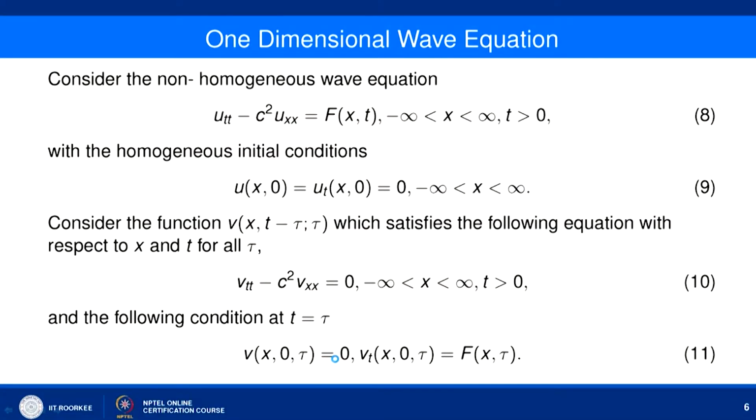So, here let us take one example of the one dimension wave equation. So, consider the non-homogeneous wave equation u_tt minus c square u_xx equal to f(x, t), where x is lying between minus infinity to infinity, t greater than 0, and the initial condition is given that u(x, 0) equal to 0 and u_t(x, 0) equal to 0 here.